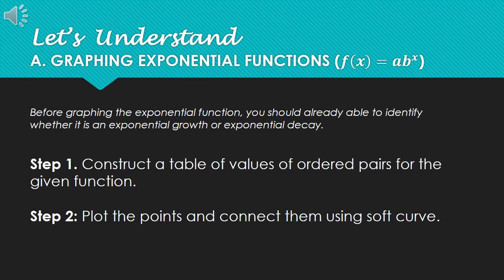So after we have identified if it is growing or decaying, step 1, we construct a table of values of ordered pairs for the given exponential function. So the range is dependent. We can use -5 to 5, -3 to 3, whichever you like. And after that, we proceed to step 2. We plot the points and connect them using a smooth curve.